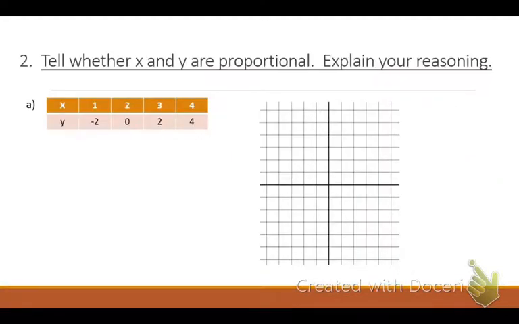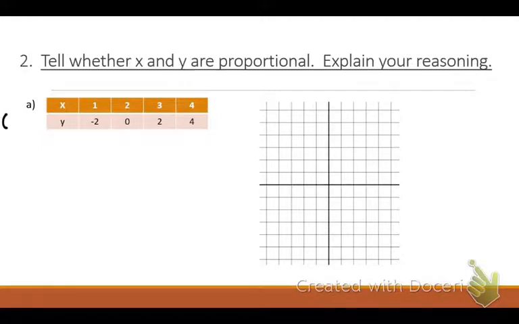All right, looking at the next one, it says, tell whether x and y are proportional and explain your reasoning. For this, there's 2 ways to tell if something's proportional. We know beforehand we were saying they're proportional if they're what? Equal to each other, okay? So if they're equal to each other. Now, another way is to figure out if it's passing through the origin. What points are the origin? 0, 0, okay? It's where the x and the y meet.